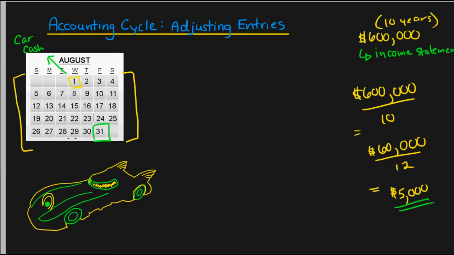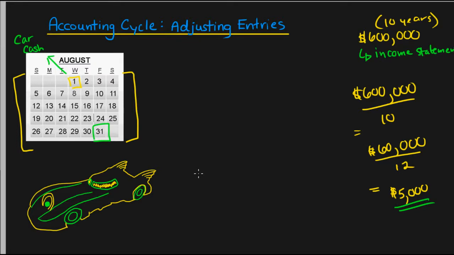usage of this car, or this drifter, whatever you want to call it. It's kind of got wings and stuff. But anyways, on the 31st of August, he needs to report $5,000 of amortization expense. What are going to be the two accounts that he's going to use?